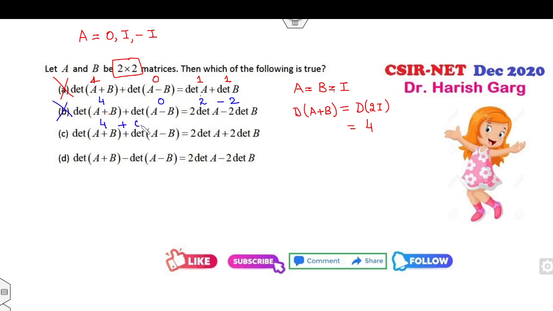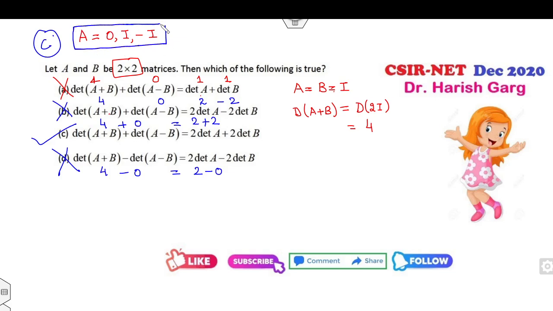4 plus 0, which is 2 plus 2, it may be satisfied. 4 minus 0, 2 minus 0. So the only option left is C, my right answer. Always consider these three cases, either of the three cases, to get the right answer.